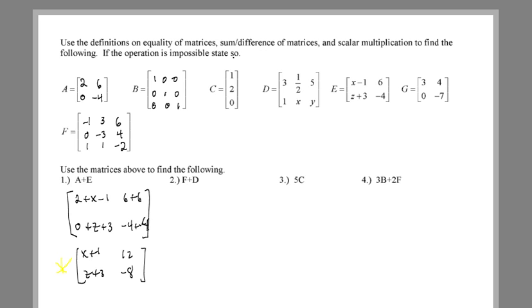Let's find matrix F, which is here. Matrix D, which is here. And I want to do matrix F plus matrix D. The size of F is a 3 by 3. The size of D is a 2 by 3. So actually this operation is impossible. The sizes have to be the exact same in order for us to add or subtract corresponding entries. We don't have corresponding entries when they're not the same size. So for this one, it's impossible.